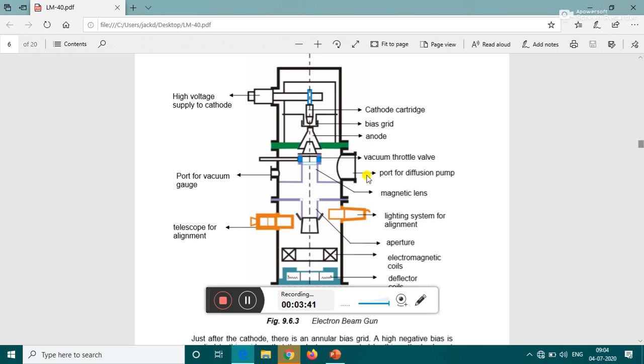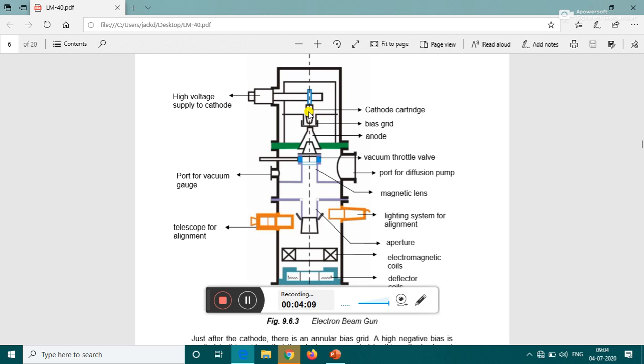Now let's move to the diagram. This diagram may look complicated. You need to learn the diagram, and you need to draw this if this question is asked in the exam. So let's move to the various parts. This is the high voltage supply to the cathode. So where is the cathode? This is the cathode, and this is the one that produces the electrons.